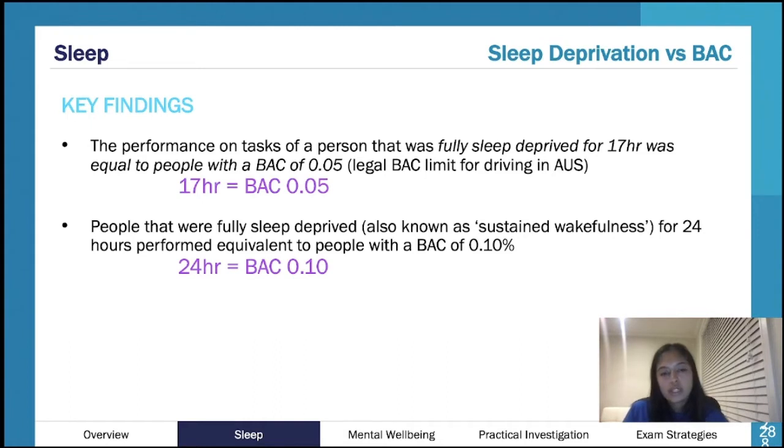So the idea of these key findings, and you have to know these numbers: the equivalent of a blood alcohol concentration of 0.05 was equal to 17 hours of sleep deprivation. 24 hours of sleep deprivation, i.e. like a whole day, was equal to a blood alcohol concentration of 0.1, which is obviously double the limit.